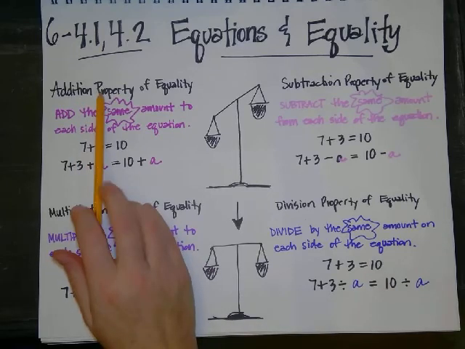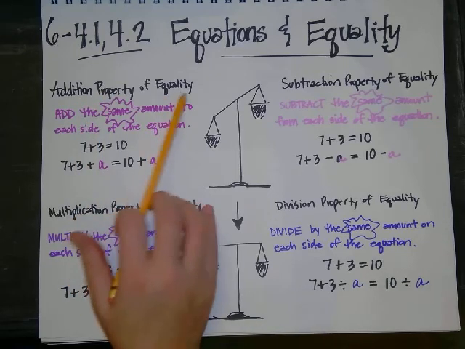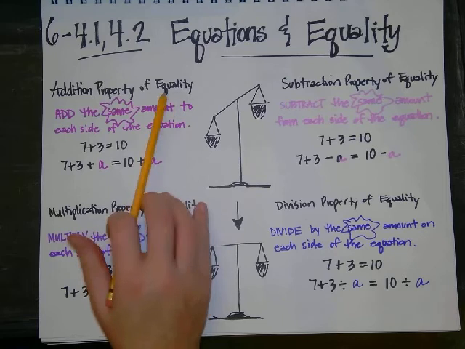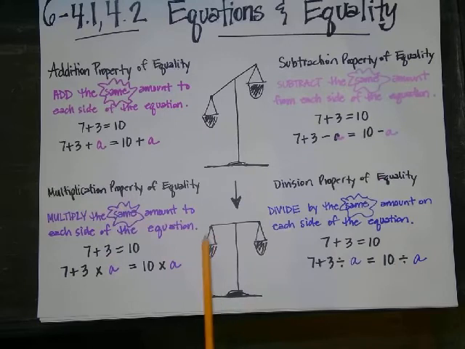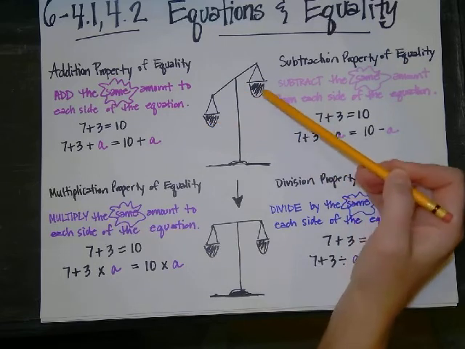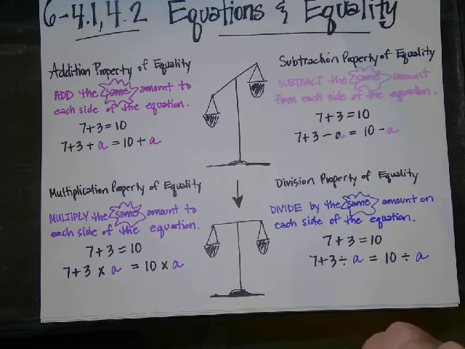First of all, let's talk about the addition property of equality. So remember what equality means. Equality means we have a balanced equation. So we have whatever is on the left side value exactly the same as what's on the right side. So this would be an example of a not balanced equation, and this one is balanced.